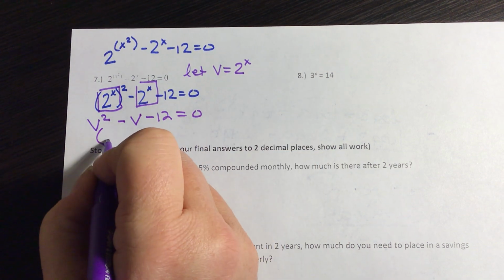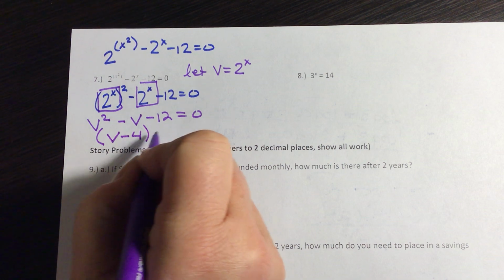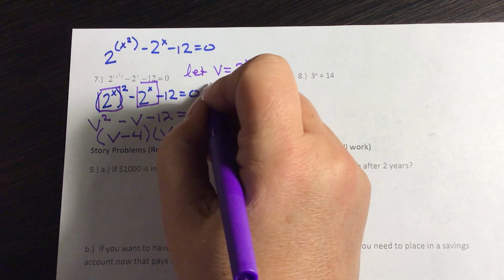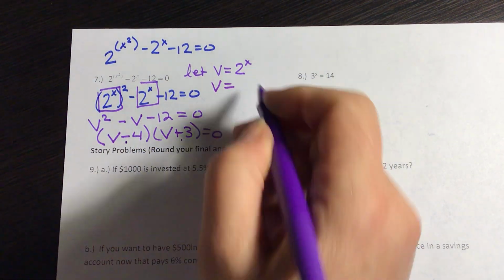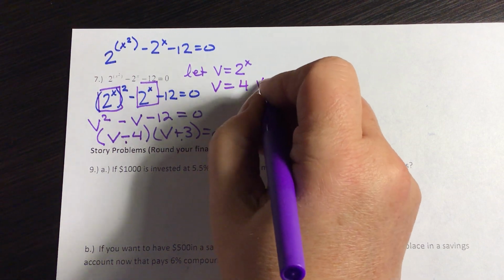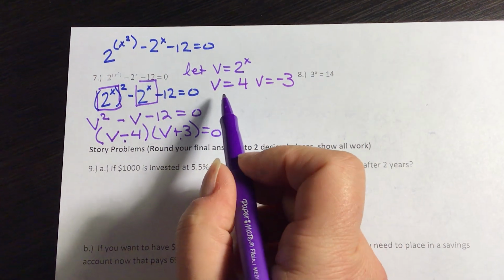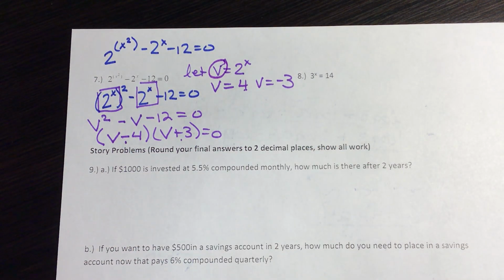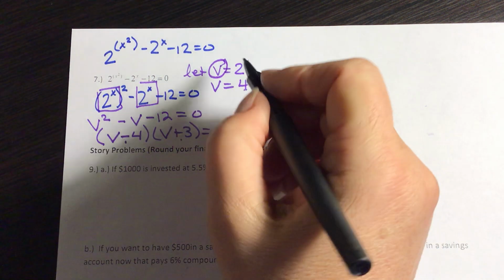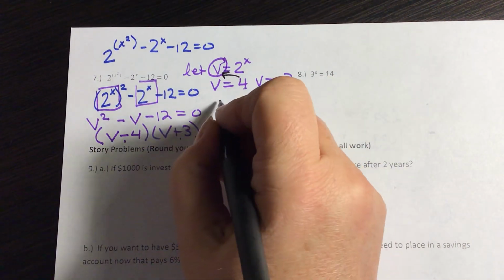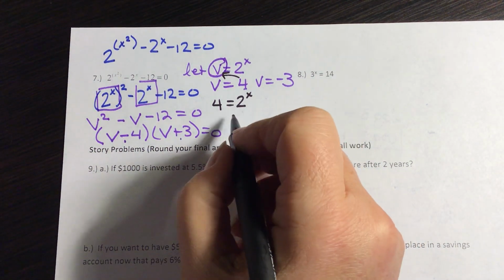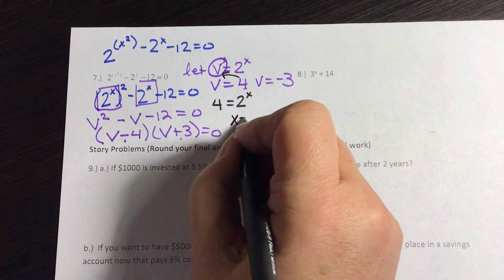And I can factor this. This would be v minus 4 and v plus 3. So v is 4 and negative 3. Now, if v is 4 and I plug it back in, if I substitute in the beginning, I need to substitute back. So I'm going to plug in 4 for v, and if 4 is 2 to the x power, then x must be 2 because 2 squared is 4.